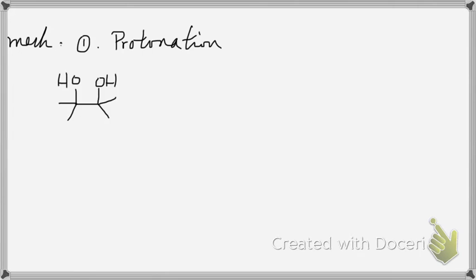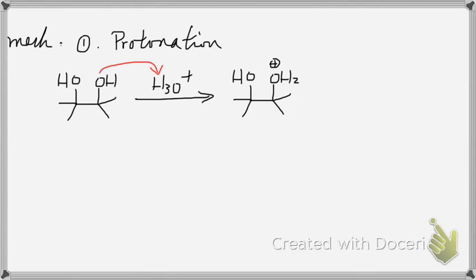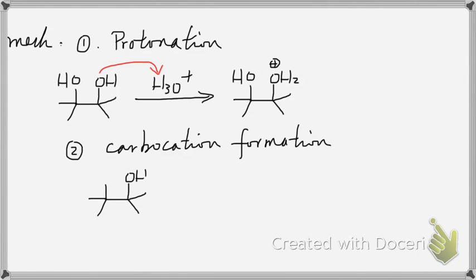The first step in the mechanism, alcohol, acidic condition, so protonation. One of the alcohol oxygens will get a proton from the solution to form the alkyl oxonium ion. The second step is the carbocation formation. So the protonated OH2, now the carbon-oxygen bond will break, water as a leaving group, to give the carbocation.